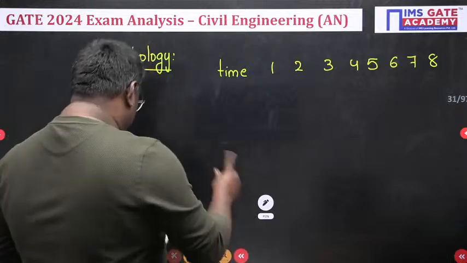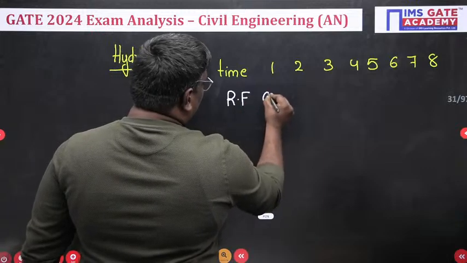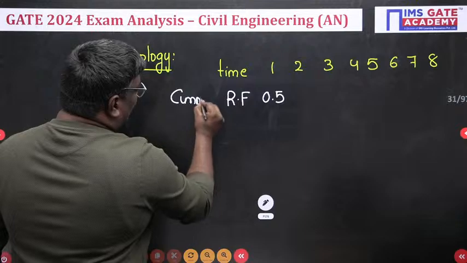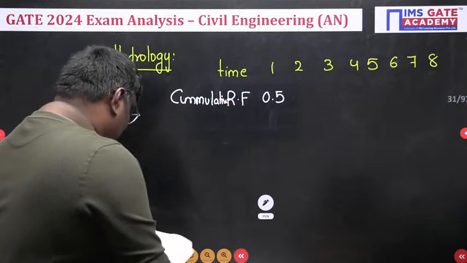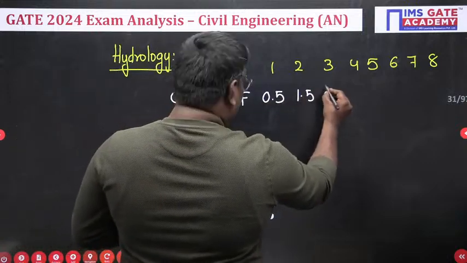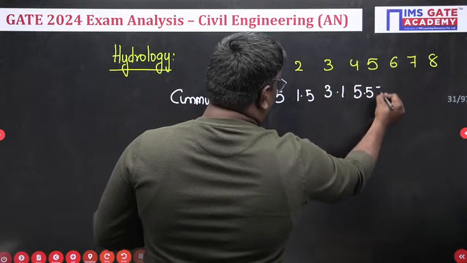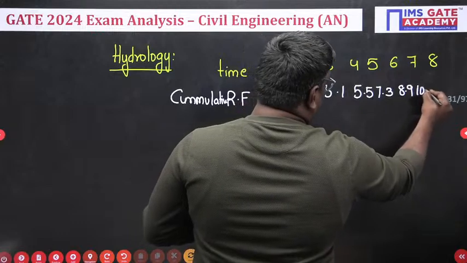So here, what is the runoff, sir? Here the runoff is how much? They have given cumulative runoff. See students, they have given you the cumulative runoff here, not the actual runoff. See, cumulative runoff is given as how much, sir? 0.5, 1.5, 3.1, 5.5, 7.3, 8.9, 10.2.